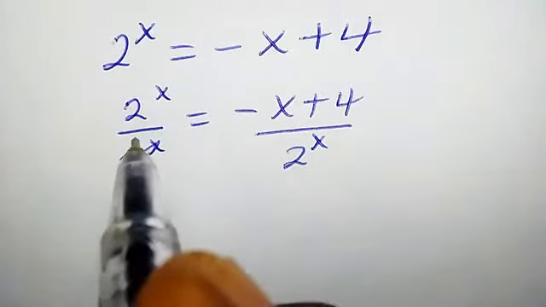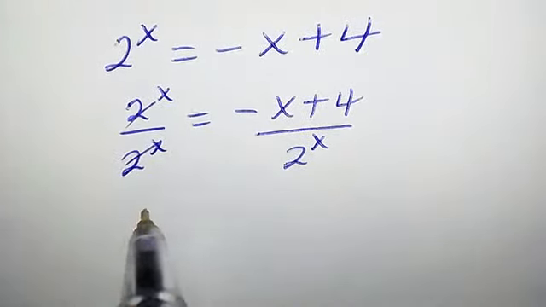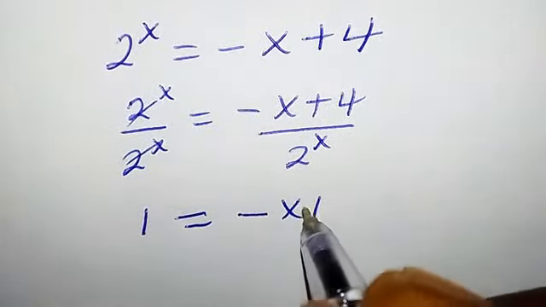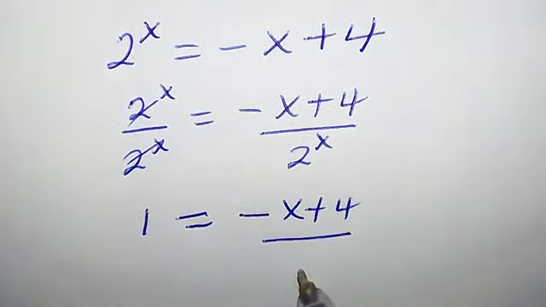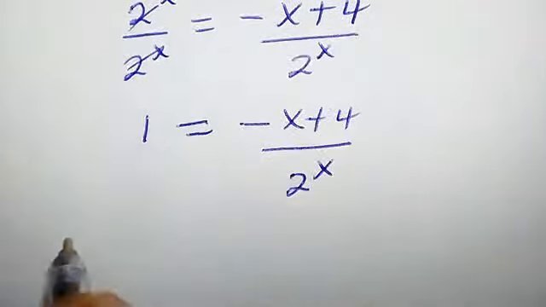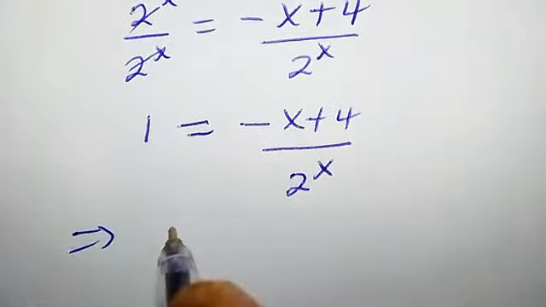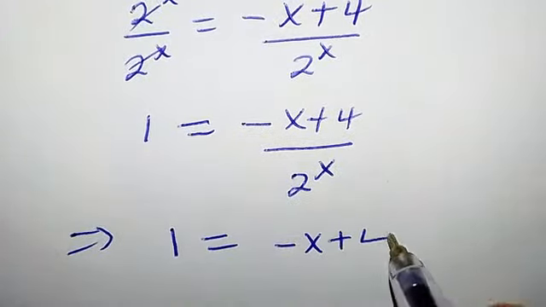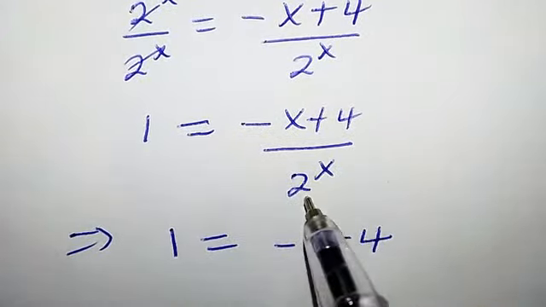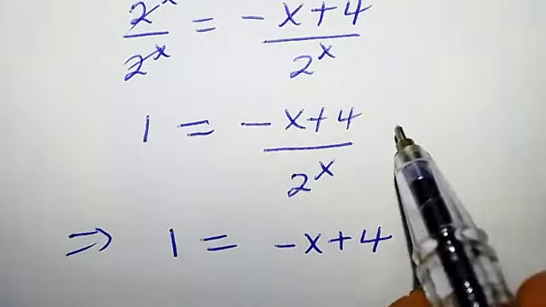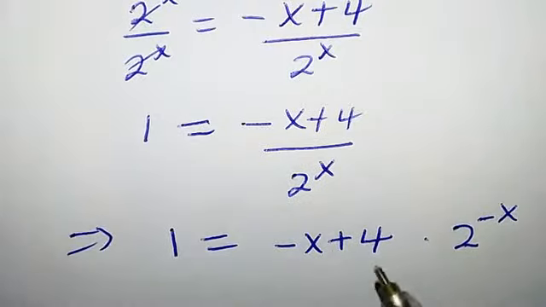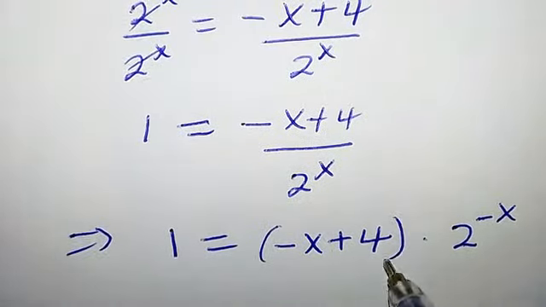Clearly, these cancel each other, so we have 1 equals negative x plus 4 over 2 to the power of x. This implies that 1 is equal to negative x plus 4. Suppose we want 2 to the power of x to be at the numerator, that will become 2 to the power of negative x. We can put this in brackets.